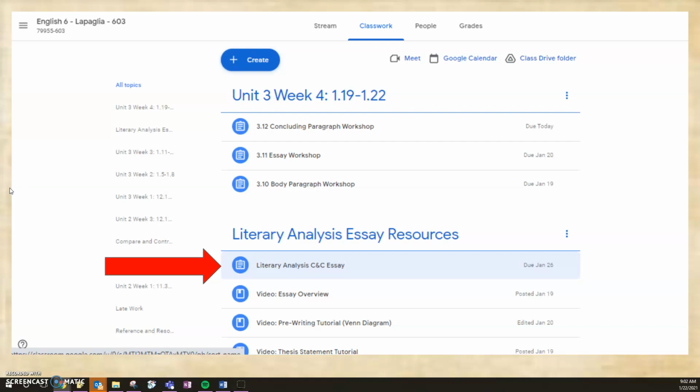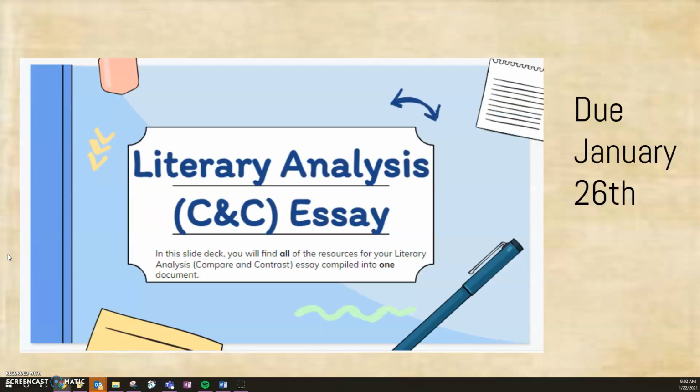You'll need to navigate to Google Classroom, go to the English classroom, go to Classwork, and then the section titled Literary Analysis Essay Resources. The essay itself can be found at the top of that section. It's titled Literary Analysis C&C Essay. It is a Google slide deck that looks like this. The final draft of this essay is due January 26th.